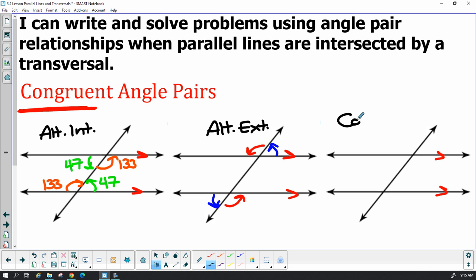And then the last pair of congruent angles are corresponding. Remember, there's 4 pairs of corresponding angles. Top left, top right. Trying to color code. If color is not your thing, you can use symbols.